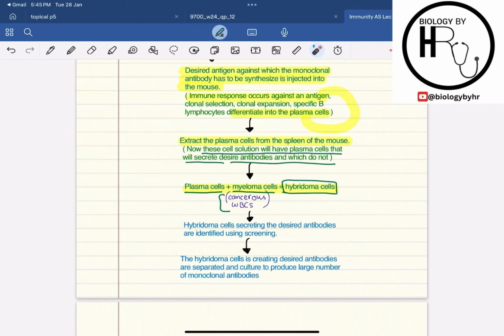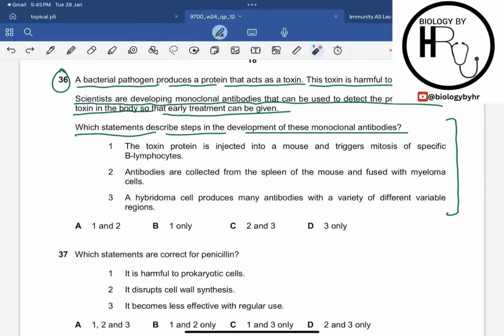Why? Because when we have extracted the plasma cells from the spleen of the mouse, this cell solution contains the plasma cells that secrete the desired antibodies and those which do not. So that's why the screening is important. Then the hybridoma cells creating the desired antibodies are separated and cultured to produce a large number of monoclonal antibodies, right?